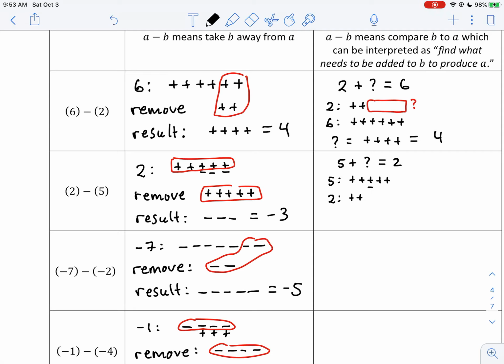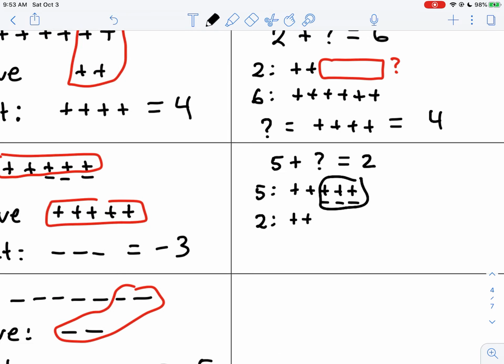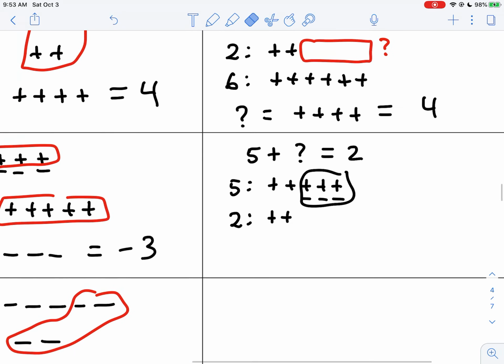Well, I need to combine 3 negatives with 5. If I do that, then we'll have those 0 pairs, right? And they'll cancel, and you'll get 2. Okay, so what needs to be added to 5 to make 2? Well, you need to cancel some of the 5, so you need to add some negatives. Canceling those, we have 3 zero pairs there, and we're left with 2.